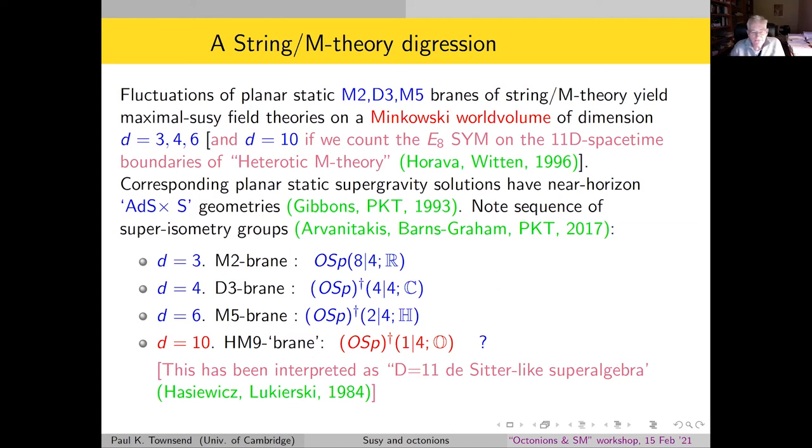Now, strangely enough, there is a paper, in fact, from 1984, which I literally didn't know about until 2017, by Hasiewicz and Lukierski, who attempted to interpret precisely this group. I mean, group, I should put in some scare quotes, because they actually discuss mostly the algebra, as a D equals 11 de Sitter-like algebra. I personally haven't been able to make much sense of their paper, but there it is.